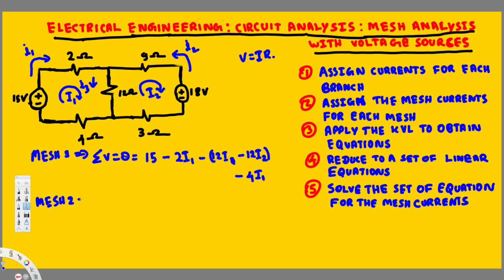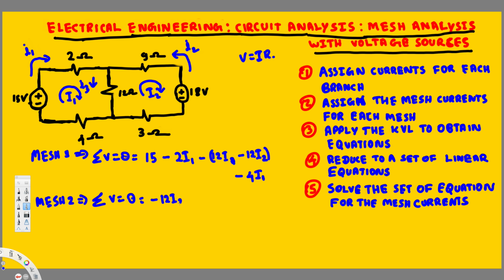Mesh 2, again Kirchhoff's voltage law: the summation of voltage must be zero. Now let's begin here, right? In this case, I2 is going along this 12 ohm, so we have to have a negative. It's better to start with the 18 volts, because if we add them, it doesn't matter. Okay, let's start with this one. If it's going along this one, that's going to be negative 12 I2.